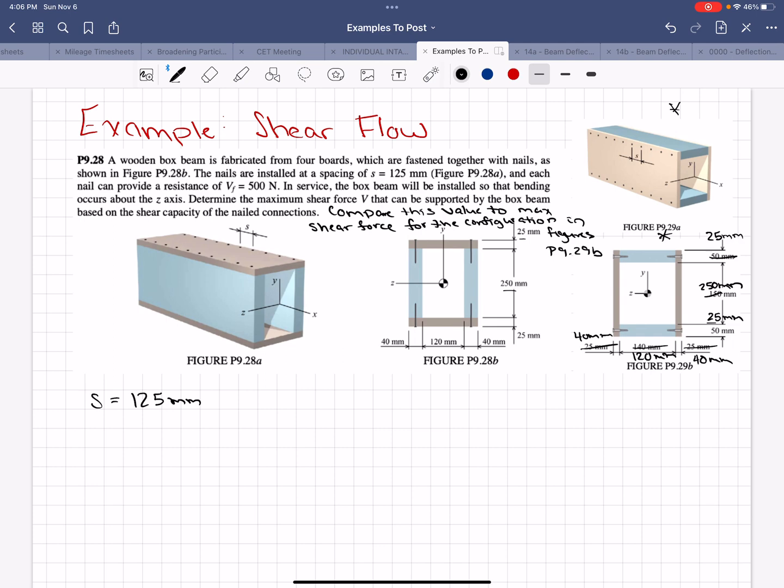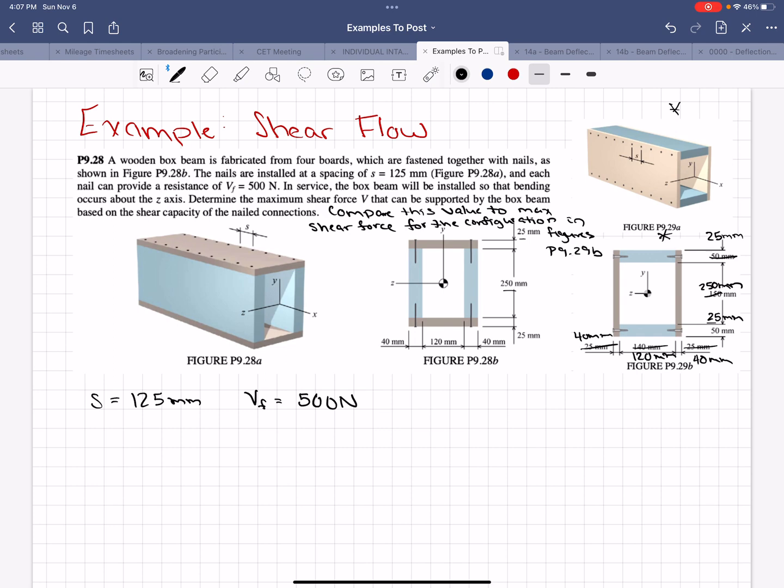millimeters along the box, and each nail can provide a resistance of a shear force of the fastener equal to 500 newtons. In service, the box beam will be installed so that the bending occurs about the z-axis. We are to determine the maximum shear force that can be supported by the box beam based on the shear capacity of the nailed connections. And then we're going to do the same thing for the second box beam and compare them.